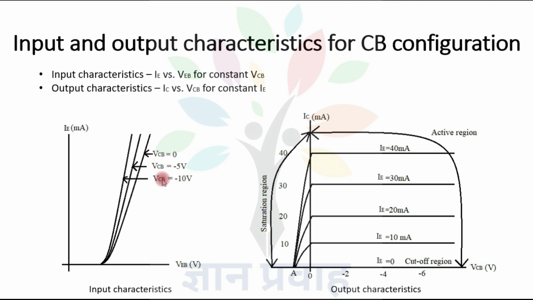When we increase the value of VCB in the reverse direction, it means the depletion region width of the collector base junction is increasing, and it decreases the effective base width. It means most of the charge carriers coming from the emitter region are simply transferred to the collector region. So the input current IE is increasing when the reverse output voltage is increasing.